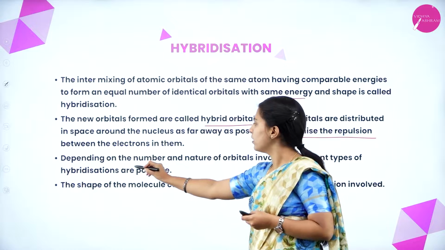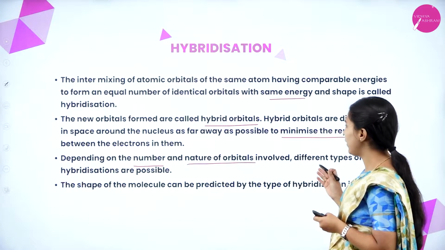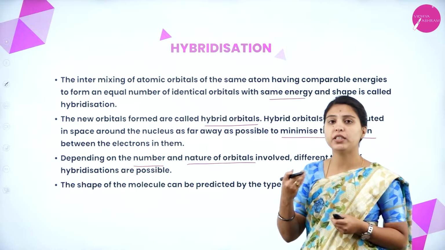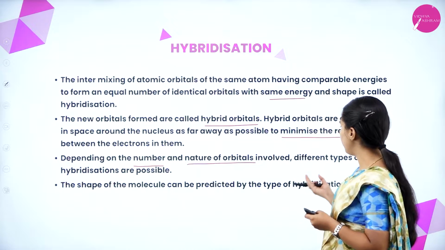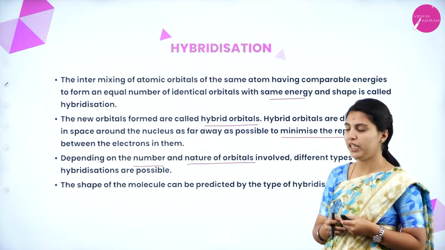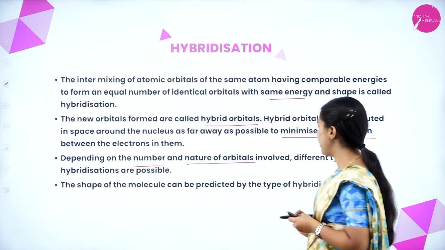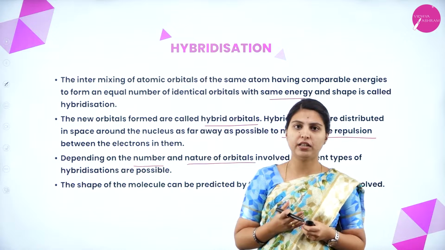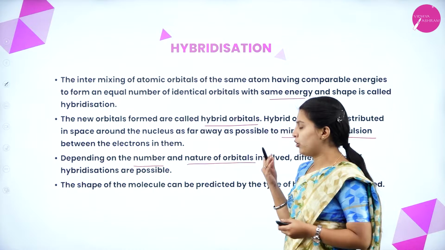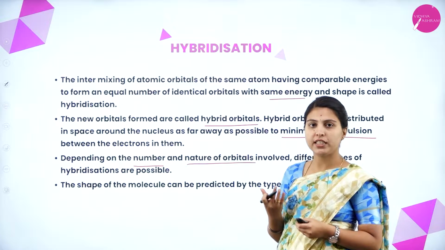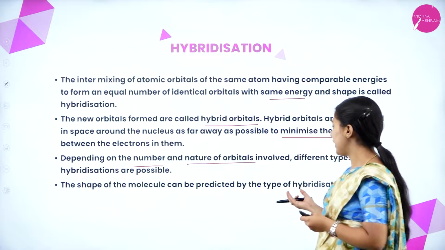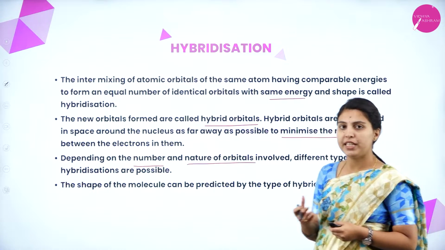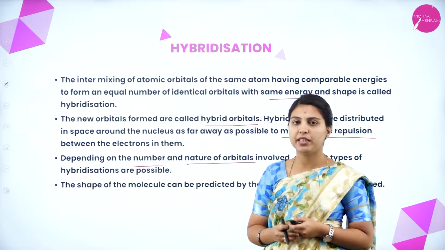Depending on the number and nature of orbitals involved, different types of hybridization are possible. Depending upon the number of orbitals and the nature of orbitals, the new hybrid orbitals or types of hybridization will be possible. The shape of a molecule can be predicted by the type of hybridization involved. What is the purpose of studying the kinds of hybridization? To predict the shape of a molecule. How can we predict the shape of a molecule accurately? It can be predicted based on the type of hybridization. These are the major points to understand in the hybridization concept.